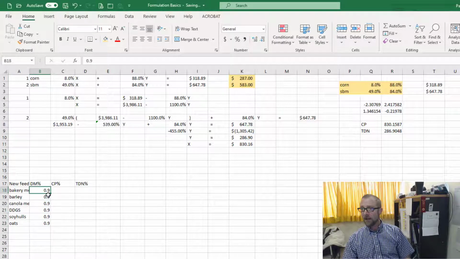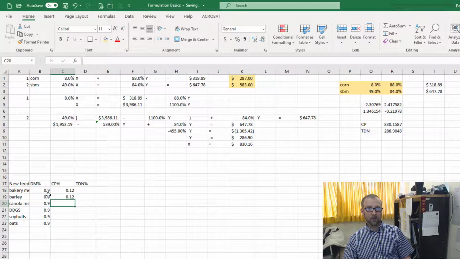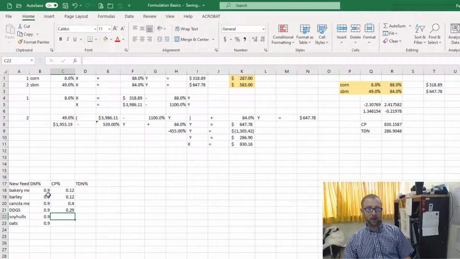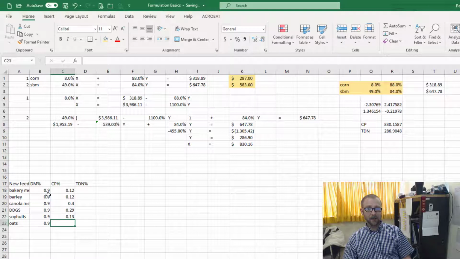The crude protein level of bakery meal is 12%. Of barley is 12%. Of canola meal is 40%. Distiller's grains is 29%. And soy hulls is going to be 13%. And the oats is going to be 13% as well.